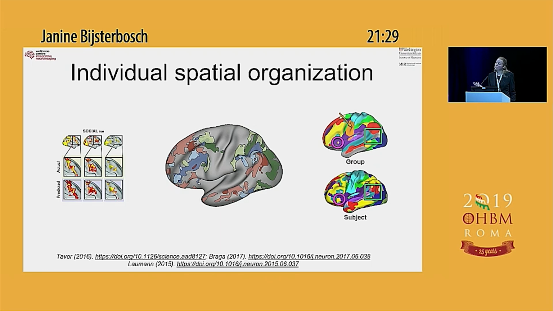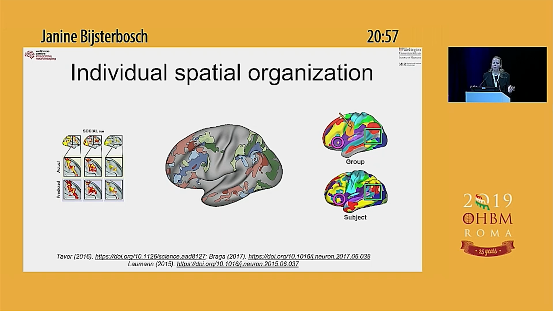One thing that I touched on a little bit already is individual spatial organization. Almost all of the node parcellation techniques define a parcellation or a set of nodes at the group level. And that's for good reason, because we want to have some correspondence. We want to be able to compare apples to apples. We want to be able to say this edge that we're comparing between node A and node B is the same edge between the same two regions across all of the subjects that we're studying.